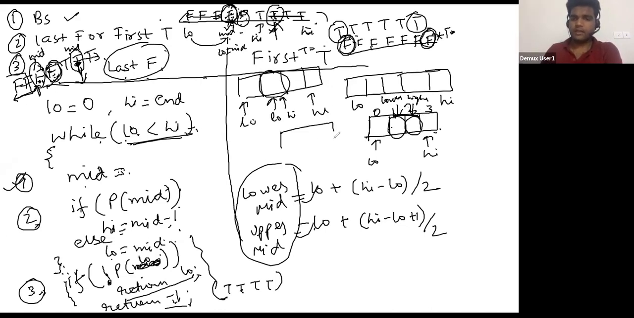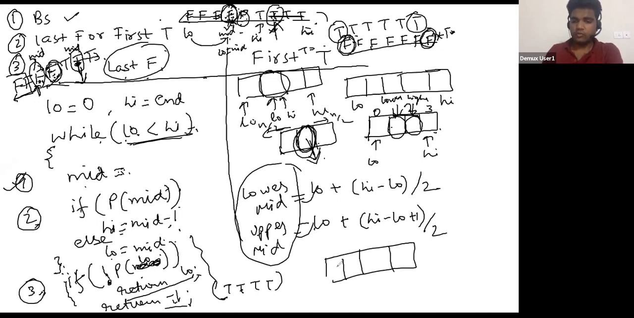Because in case of an odd array, or an array with an odd number of elements, a mid is clearly defined, which is definite, because you have n by 2 here and n by 2 here. So you know that mid is clearly defined and it's one element. But in case of an even sized array, you don't know which is the mid. You can have this also as the mid and this also as the mid, right? So this mid we call lower mid, and this mid we call upper mid.